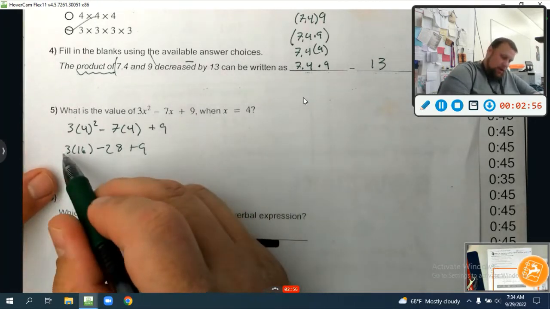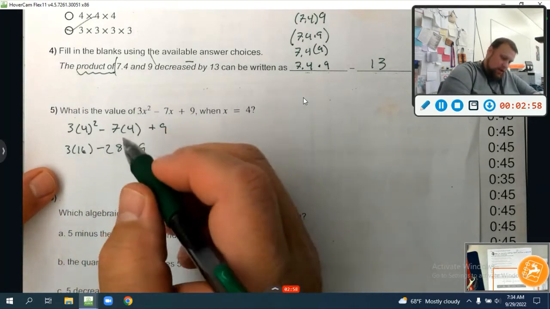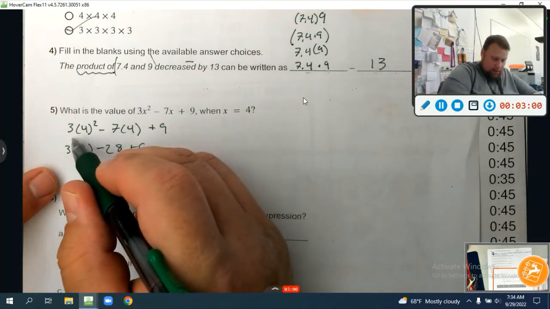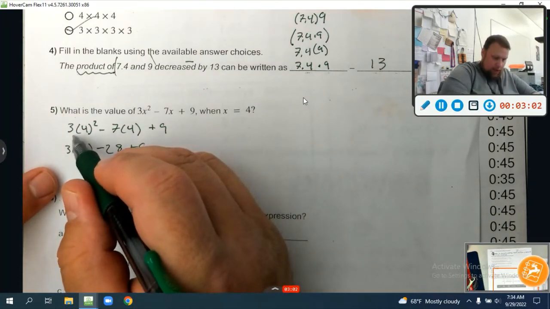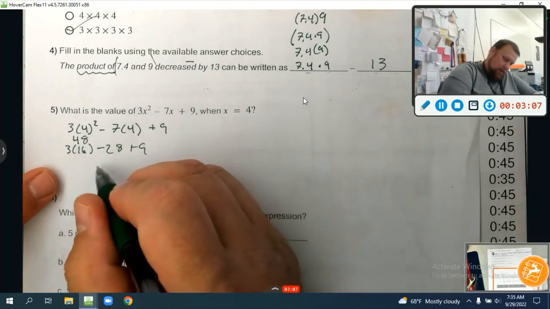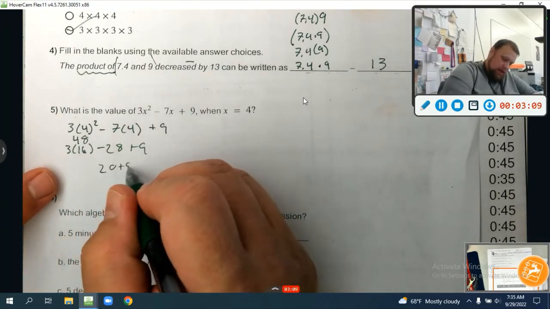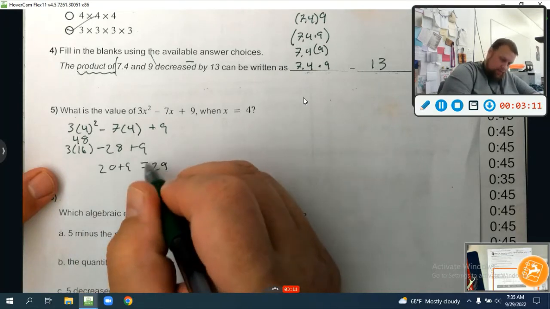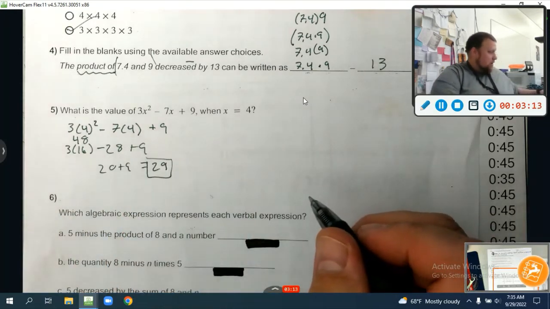I'm going to say, all right, 3 times 16 is what? 48? Yeah, this looks right. What's 48 minus 28? Well, that's going to be 20 plus 9 equals 29. Awesome possum.